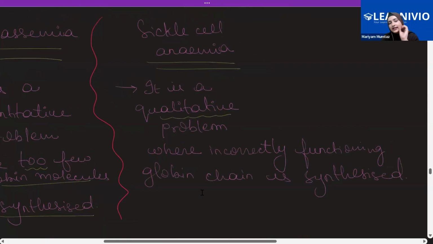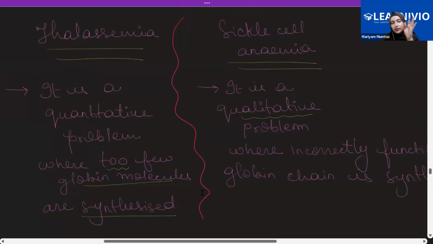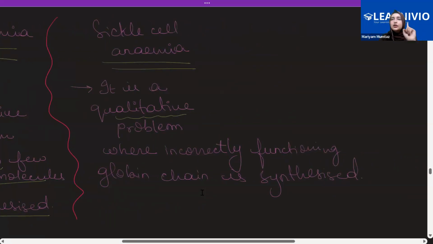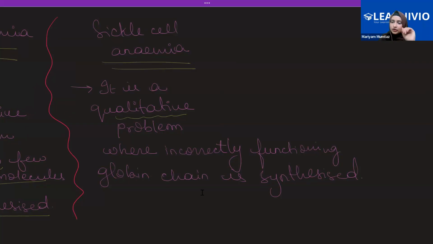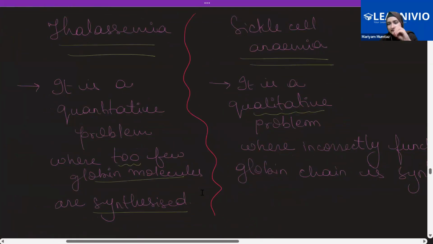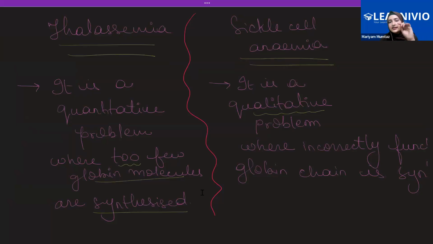But if you think about sickle cell anemia, wait, I just said the opposite thing. Thalassemia is a quantitative problem, quantity, because fewer globin chains are being synthesized because of the mutation, because deletion took place. Whereas sickle cell anemia is a qualitative problem wherein the quality of the RBC is changing. Understood? So this is the major difference: thalassemia is a quantitative problem, sickle cell anemia is a qualitative one. Any doubts?